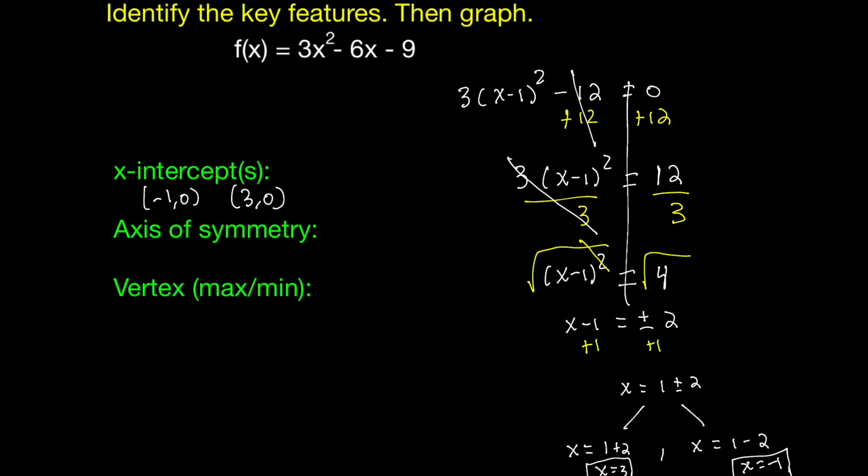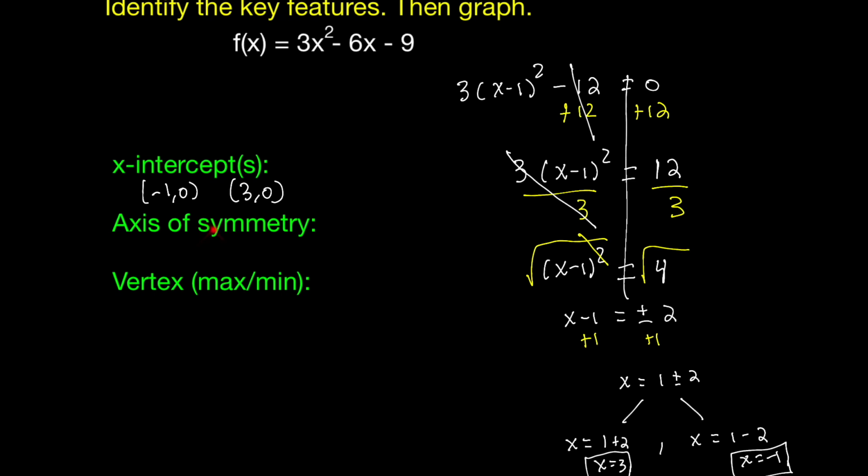To get the axis of symmetry, we need to get the h value. And the h value is the opposite value of what we see inside of the parentheses. So here, let me rewrite the vertex form. And our h value is going to be the opposite of negative 1. So x is going to equal positive 1. The vertex is the coordinate h and k, which is the axis of symmetry paired up with the term at the end. So we get 1, negative 12.